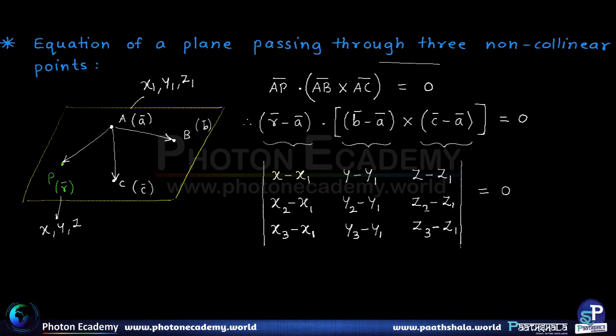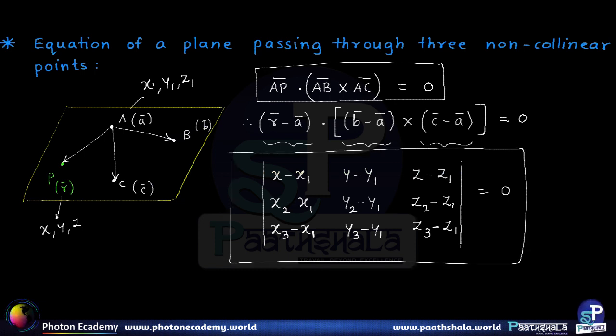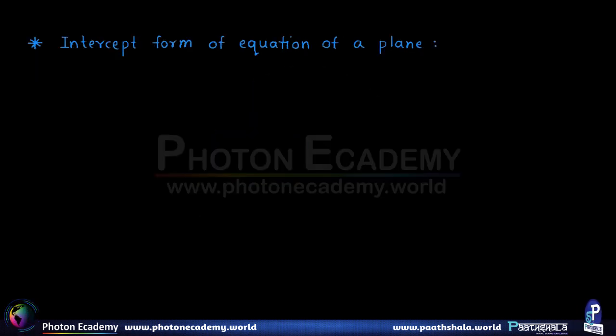So the first form is easier to remember as a vector form, whereas the last equation in terms of determinants is the Cartesian form as required. Now based on this we can derive another form, also called the intercept form of the equation of the plane. Let us see how it can be derived.